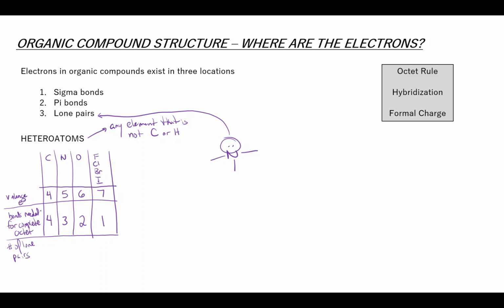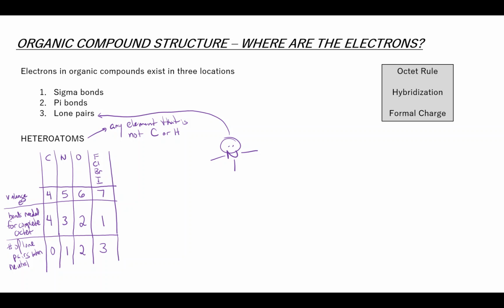And so the number of lone pairs when neutral for each of these is also something that we can figure out, and it also follows a nice pattern, right? The nitrogen has 5 valence electrons, 3 bonds, 2 electrons left over. 2 electrons makes 1 lone pair. Oxygen has 4 electrons left over, so 6 minus 2 is 4. That's 2 pairs. And similarly, the halogens would have 3.